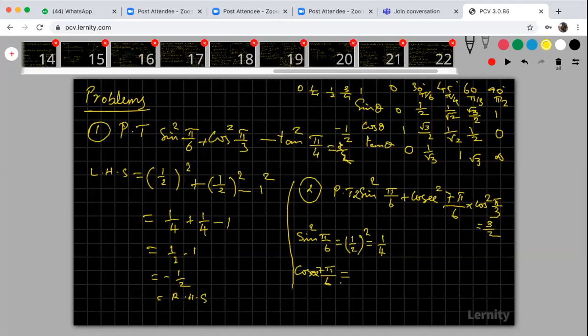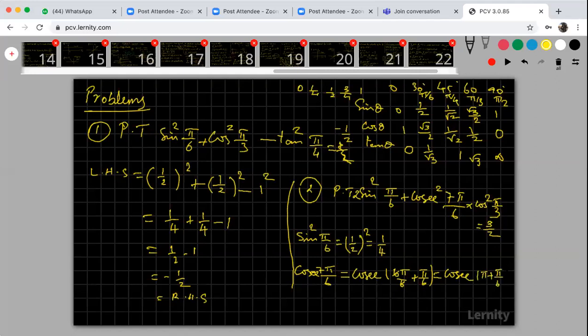Or otherwise, cosecant 7 pi by 6 can be written as cosecant of 6 pi by 6 plus pi by 6. That is pi plus pi by 6. Are you okay? Here this 6 and 6 get cancelled. Now simplify, you will get 7 pi by 6. Therefore, we are getting cosecant of pi plus pi by 6.